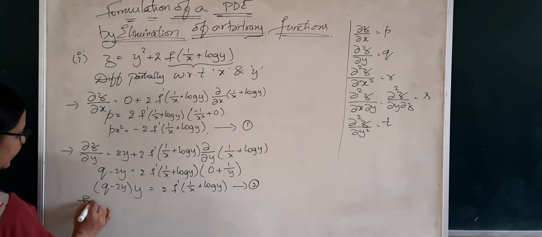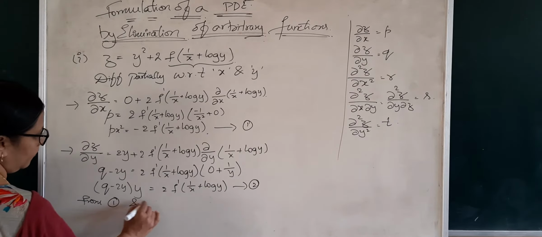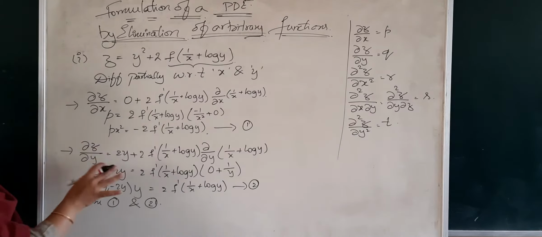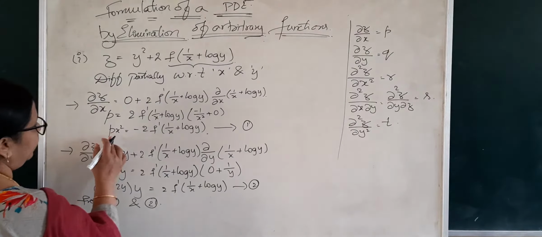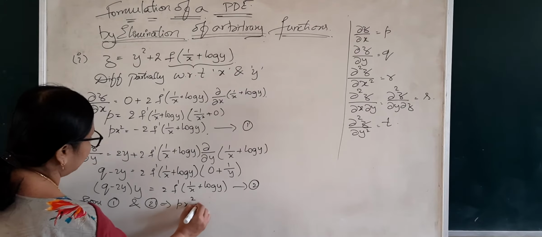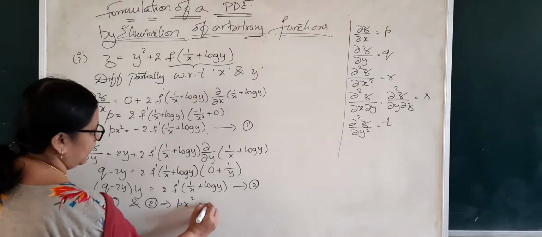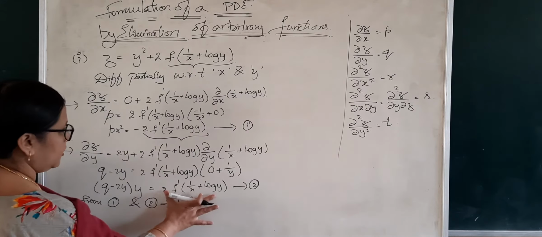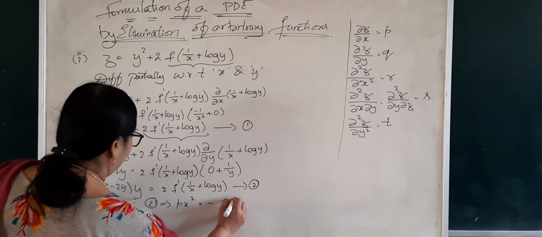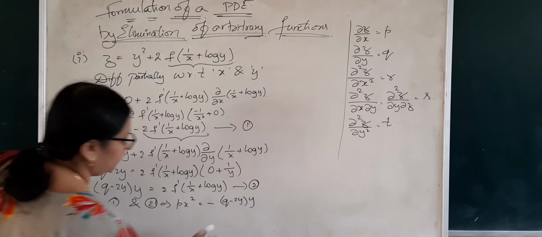Therefore, from 1 and 2, not every problem will have the same structure. Depending on the question, you got to keep changing it. Anyways, from 1 and 2, we have px square is equal to minus as it is. Instead of this entire function, which is this term, we will write this, that is q minus 2y into y.